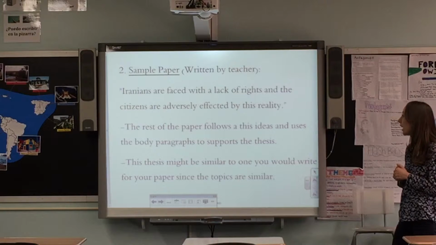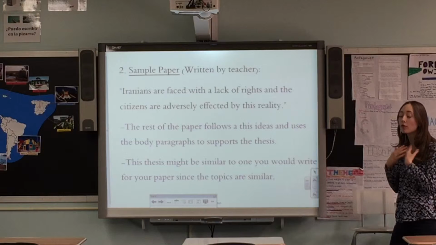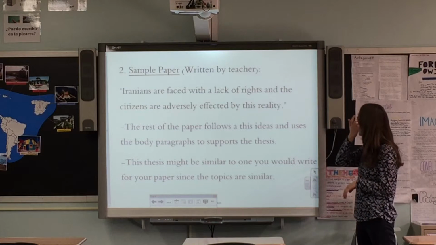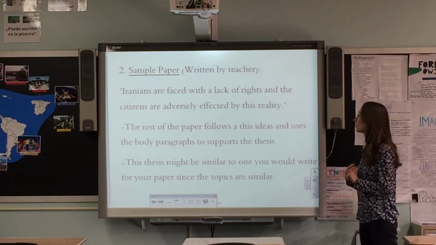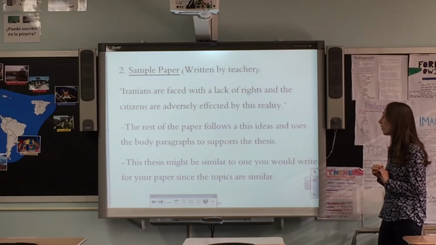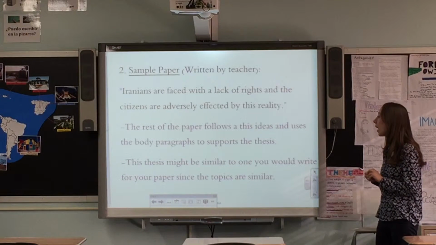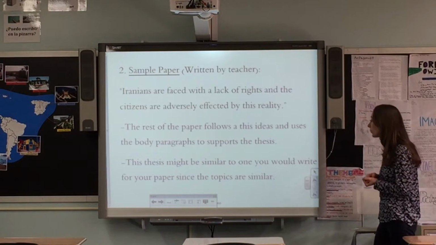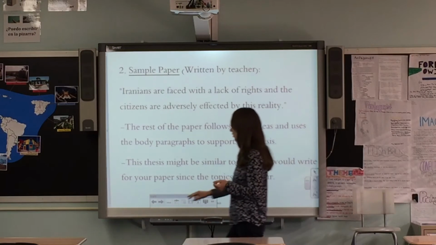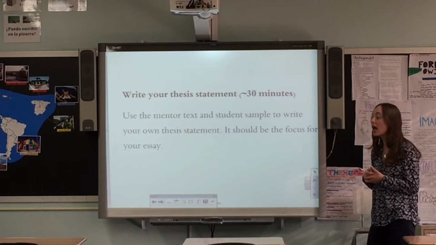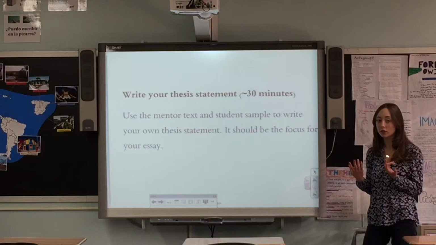The sample essay that I have given them uses this as a thesis statement. So I am providing them with a thesis statement and showing them how to write one. Iranians are faced with a lack of rights and the citizens are adversely affected by this reality. The rest of the paper follows this idea and uses the body paragraphs to support the thesis. This thesis statement must be similar to the one you would write for your paper since the topics are similar.